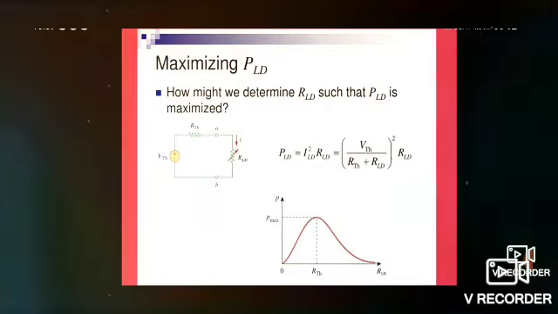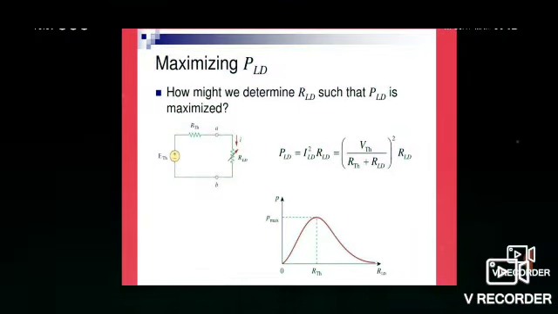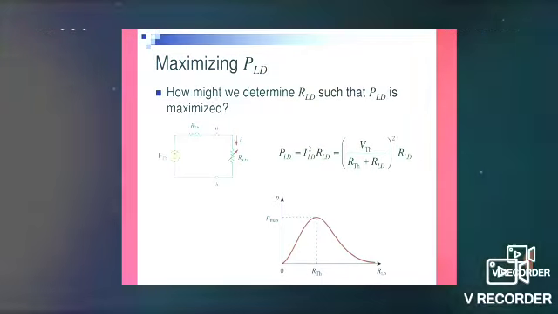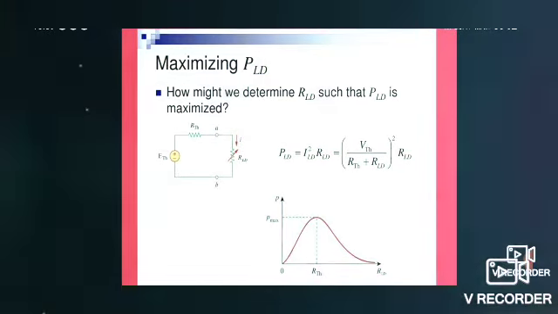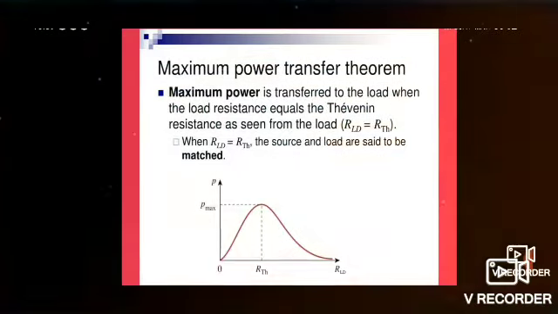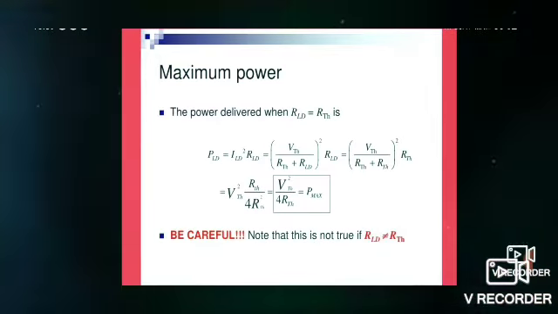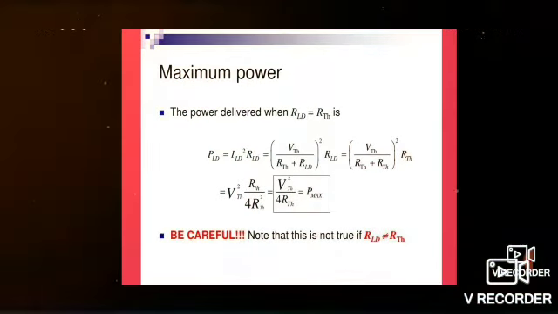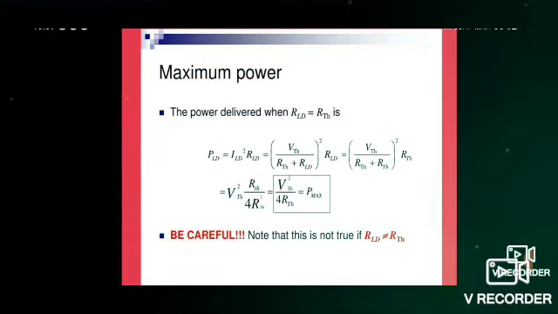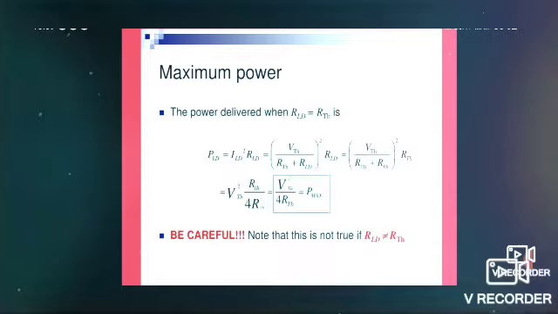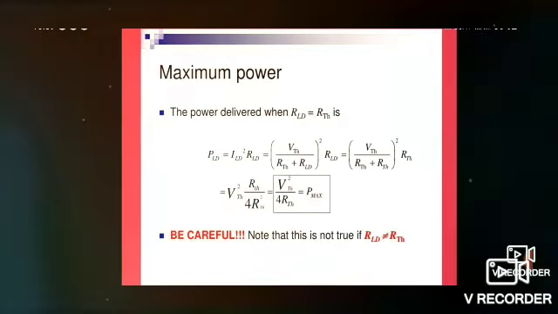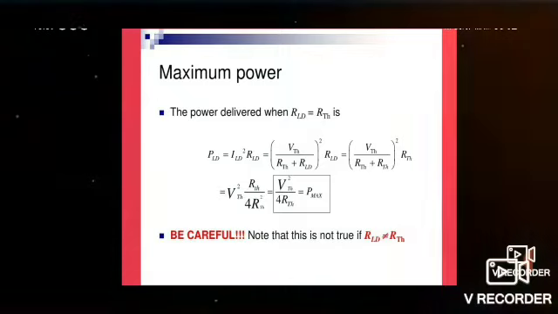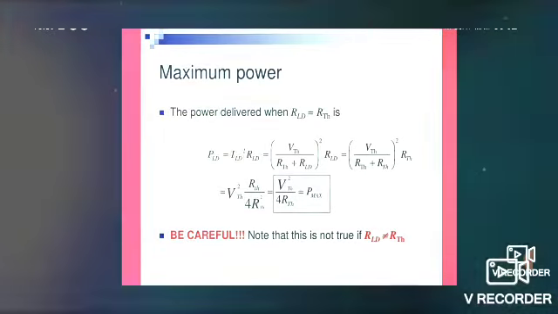Therefore, IL squared equals VTH divided by (RTH plus RLD), the whole squared, and the power PLD is that times RLD. It is maximum when RTH equals RL. Therefore, PLD equals VTH divided by (RTH plus RTH), that is, VTH divided by 2 RTH, the whole squared, times RTH. Therefore, VTH squared divided by 4 RTH gives the maximum power Pmax. Pmax equals VTH squared divided by 4 RTH.